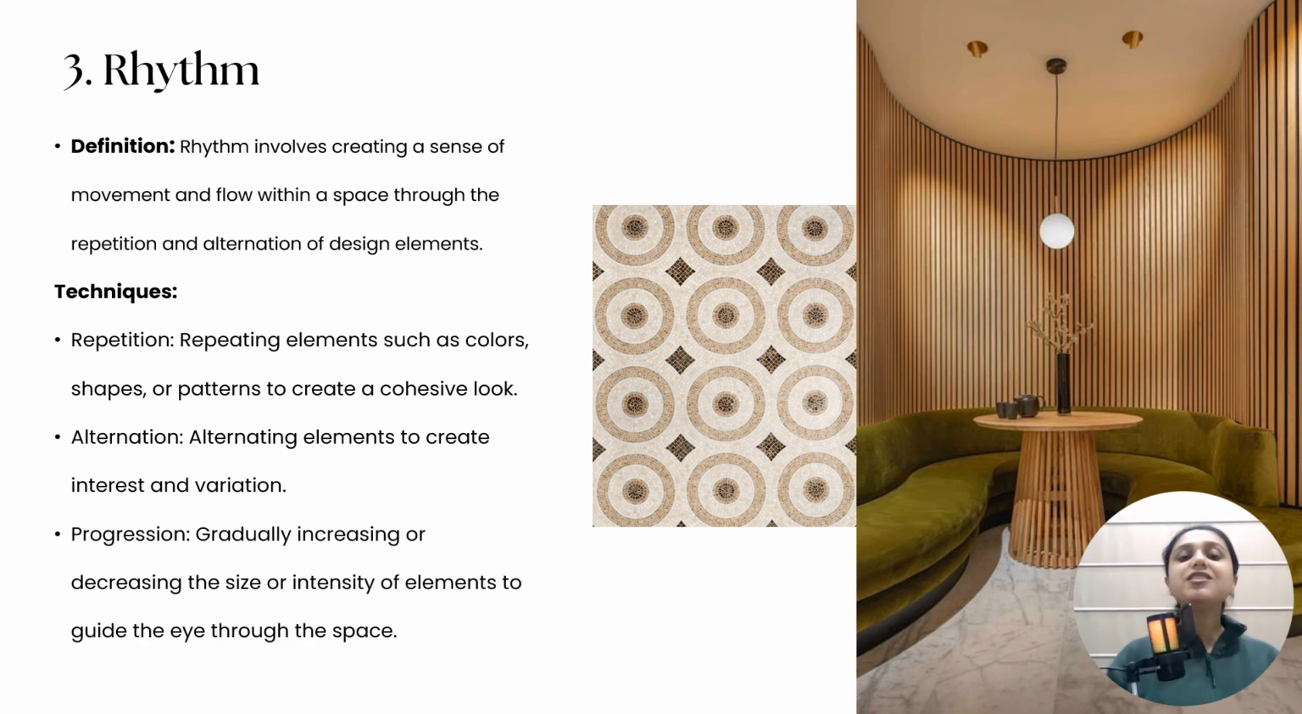Progression, which means gradually increasing or decreasing the size or intensity of materials to guide the eye through the space. So maybe you're starting off with a very bright red and you're moving towards a very pastel red. So you're creating a gradient and you are moving the eye from one side to the other. That's when you are adding rhythm to the space. So this is also a design principle which can help you create a better space.